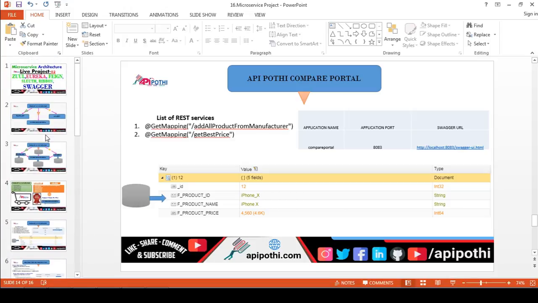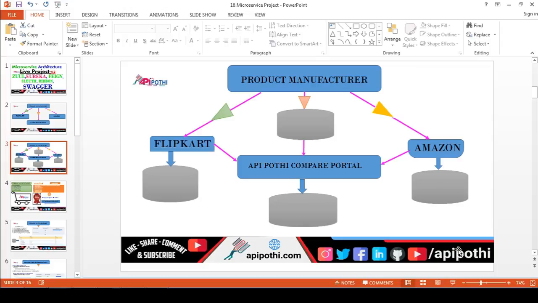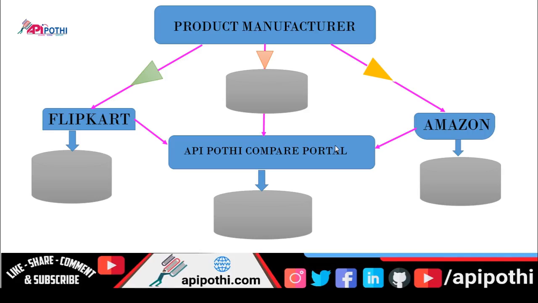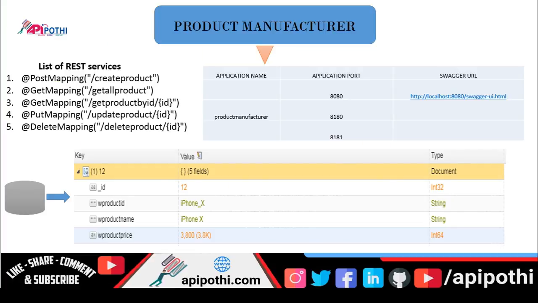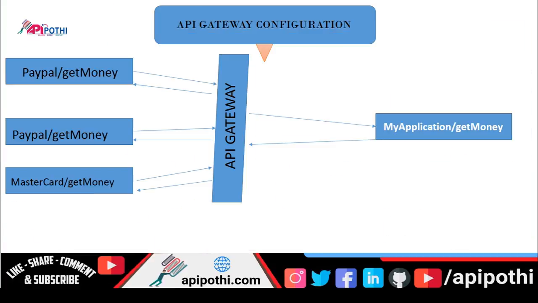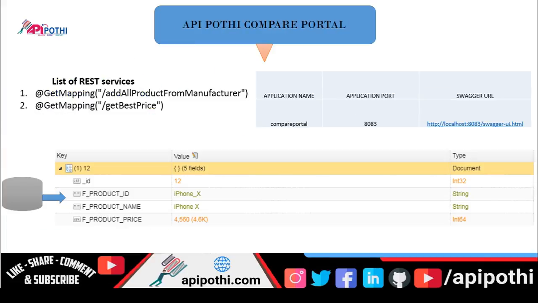So let's review again. What was the business earlier? We have created the product manufacturer, the Flipkart, and the Amazon. The compare portal API will hit both services, Flipkart as well as Amazon, and the product manufacturer. So the compare portal API is technically calling three services, Flipkart, Amazon and product manufacturer, doing the business logic and recommending the best seller to us. So this is all about the microservices project.